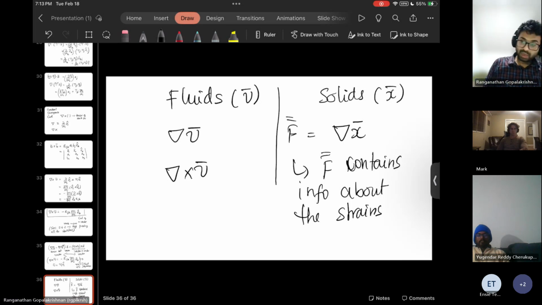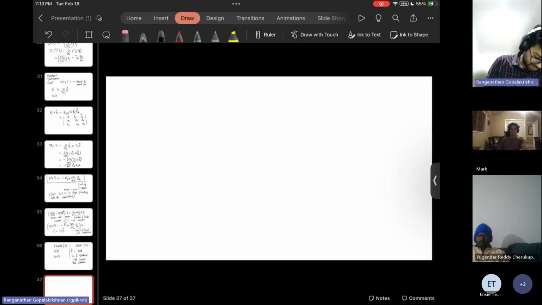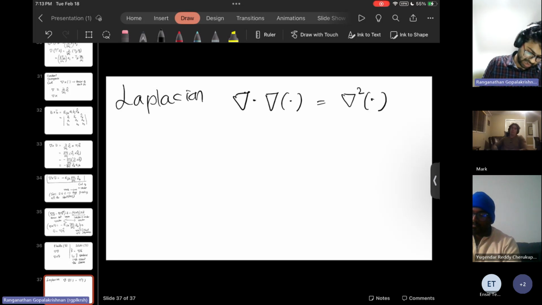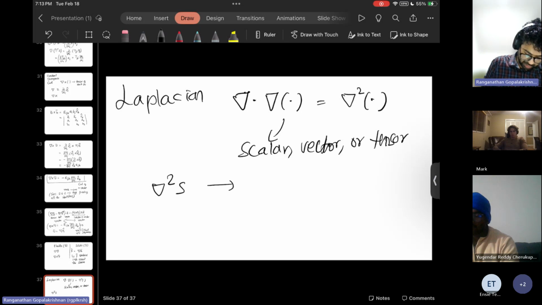Okay. And the last thing I want to talk about for today is the Laplacian, which is del dot the gradient of something. So this is usually written as del squared of something, and this something can be scalar, vector, or tensor. Usually del squared of a scalar is also a scalar because this operator, del squared, is a scalar operator.